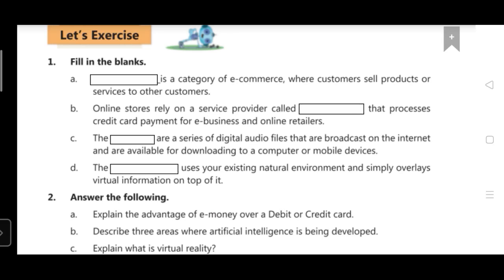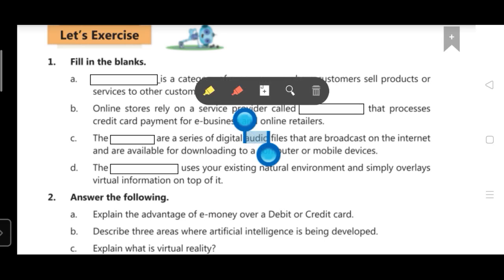C. The blank are a series of digital audio files that are broadcast on the internet and are available for downloading to the computer or mobile devices. Remember the words audio files. Audio files came in what? Podcast. Yes, podcast. D. The blank uses your existing natural environment and simply overlays virtual information on top of it. The answer is augmented reality.